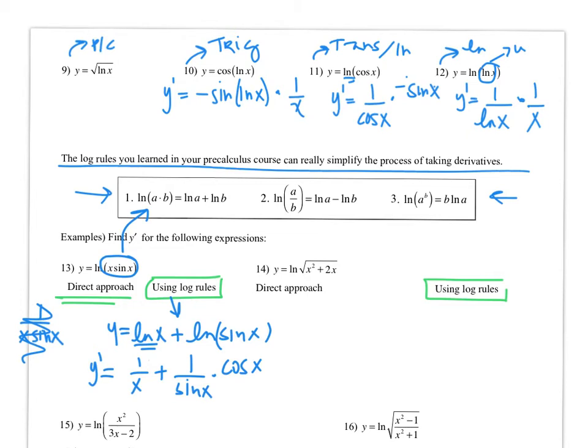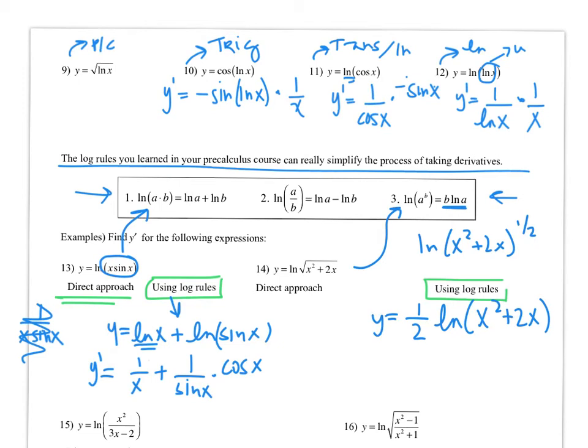For number 14, we'll use the log rules to clean that up. It looks like we have something to the 1/2, so it looks like it's this log rule. It looks like it's ln of x squared plus 2x to the 1/2. So we can use this log rule right here to rewrite it as 1/2 ln of x squared plus 2x. That's basically y rewritten using the log rules.